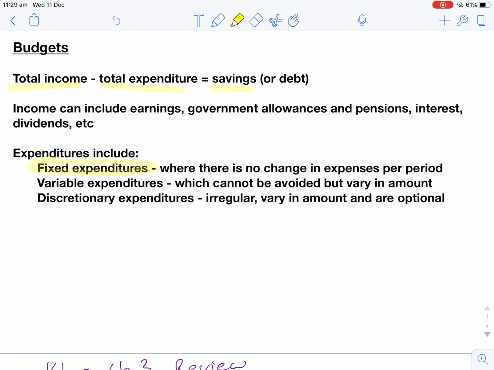Then we've got variable expenditures. Variable expenditures are those which can't be avoided, but they might vary in their quantity.